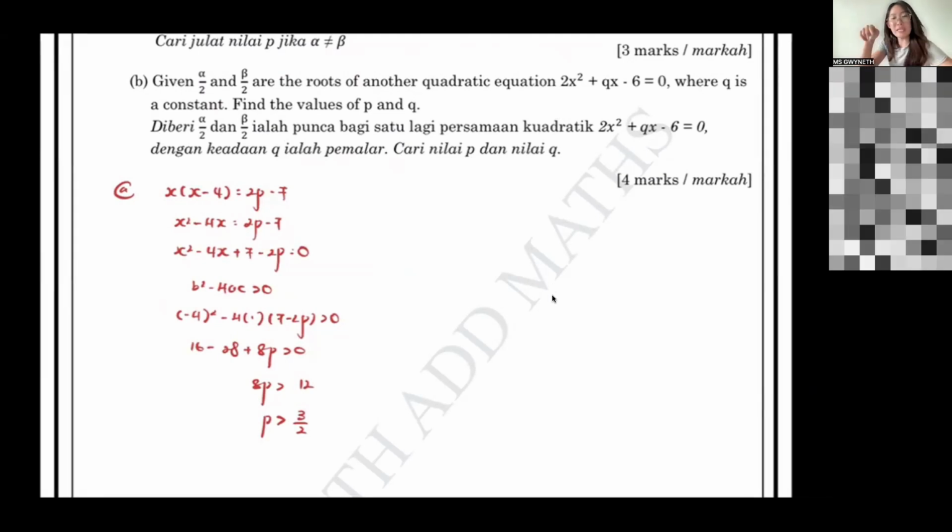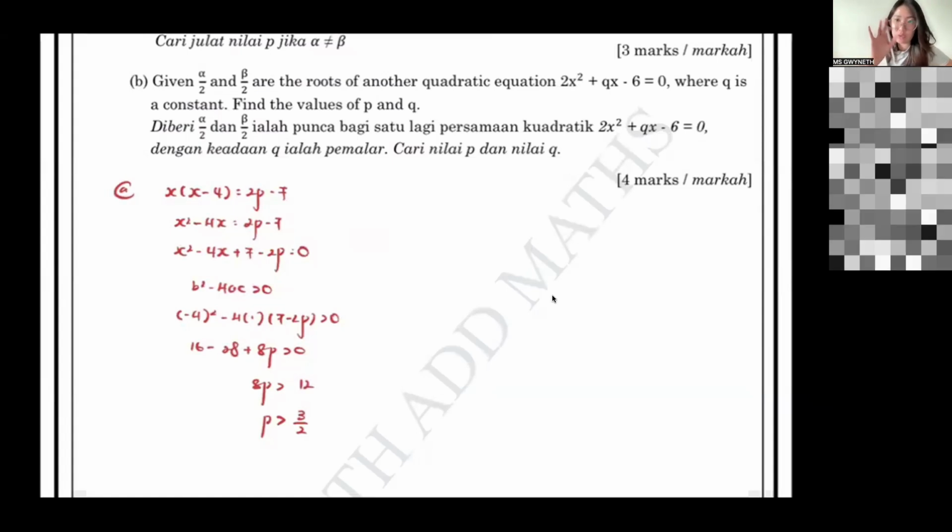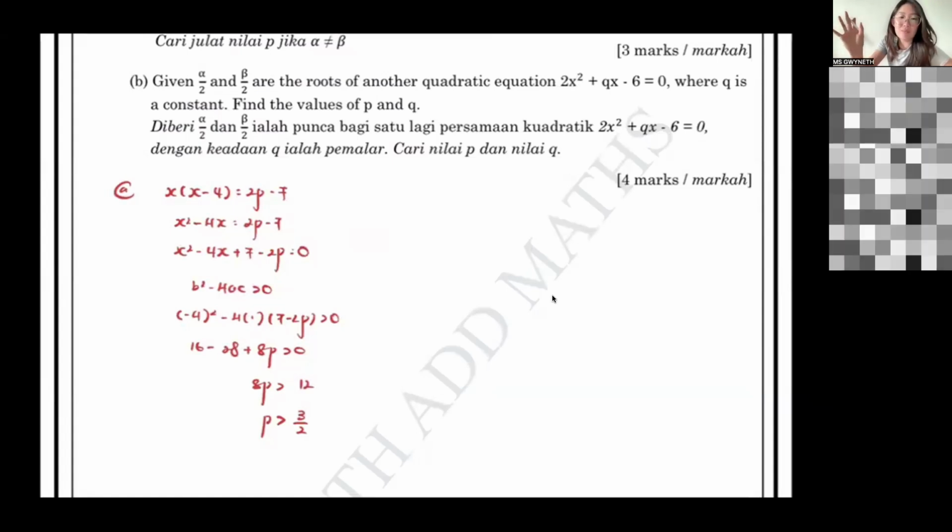Okay, if you're not moving a negative number over to divide or multiply, you don't change the sign. You're just moving a positive number, so no need to change. Okay, that's the answer.